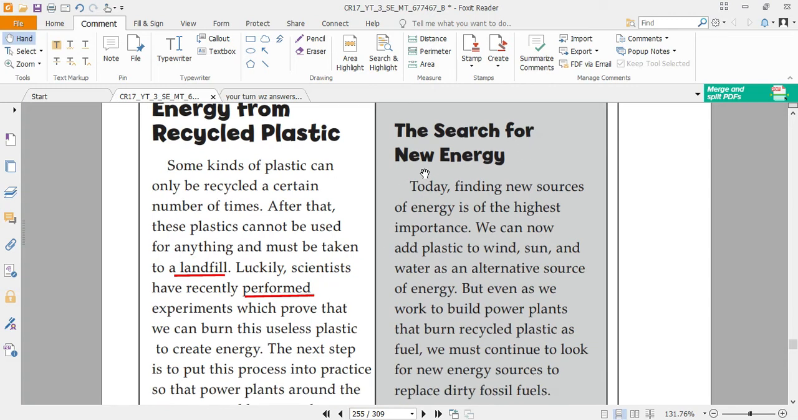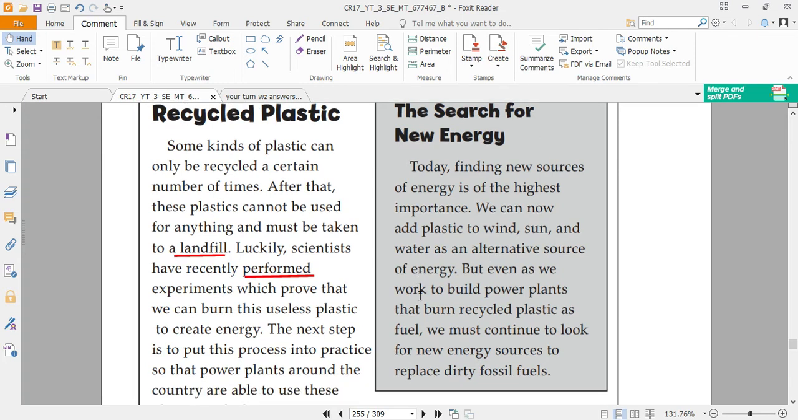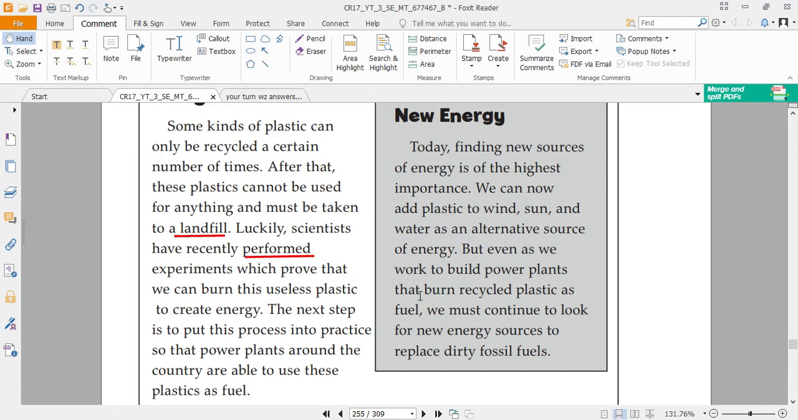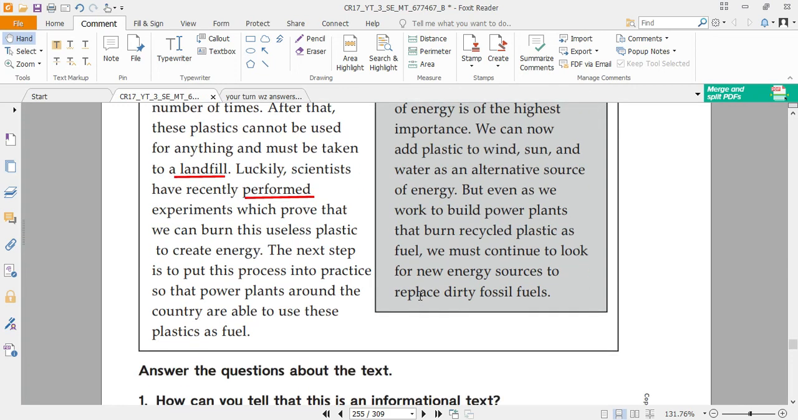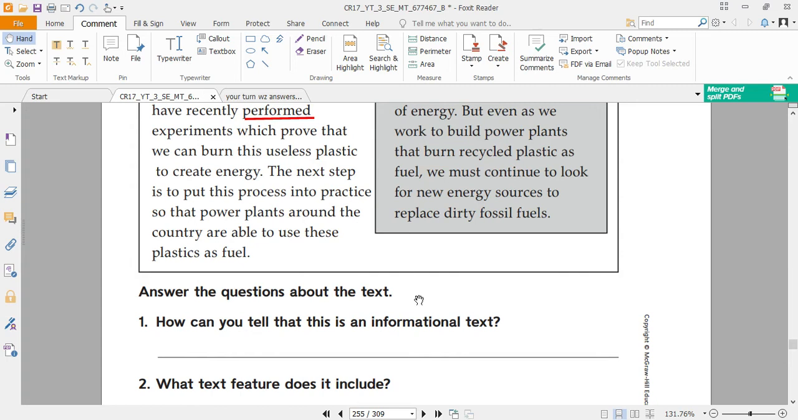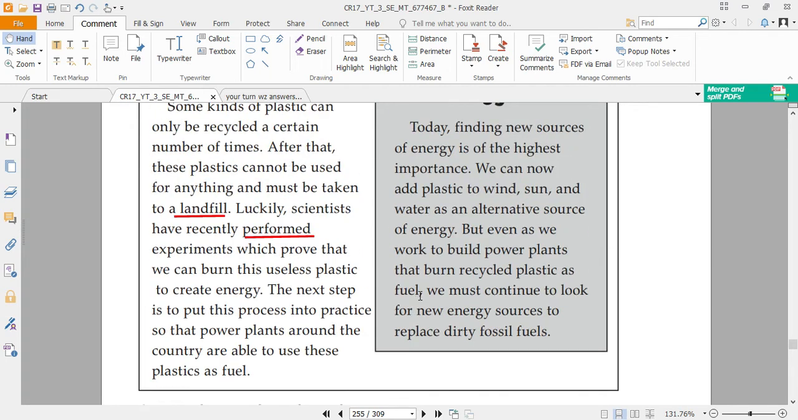The search for new energy. Today, finding new sources of energy is of the highest importance. We can now add plastic to wind, sun, and water as an alternative source of energy. But even as we work to build power plants that burn recycled plastic as fuel, we must continue to look for new energy sources to replace dirty fossil fuels. We are talking here about how we can recycle plastics to get fuels.